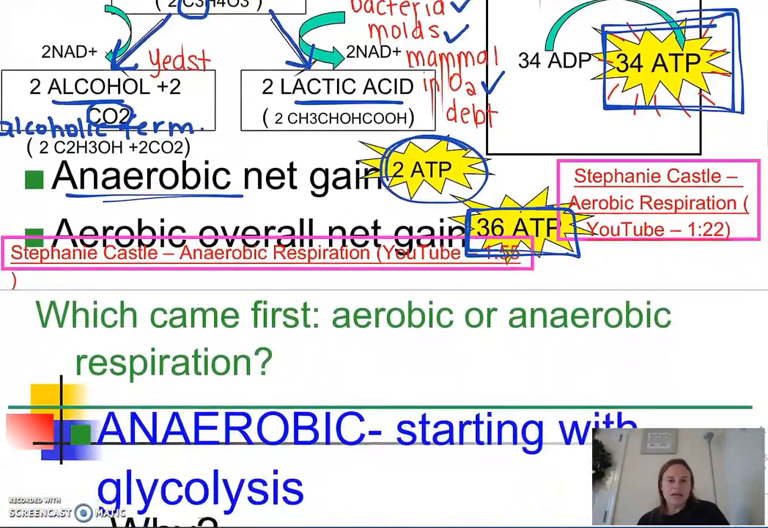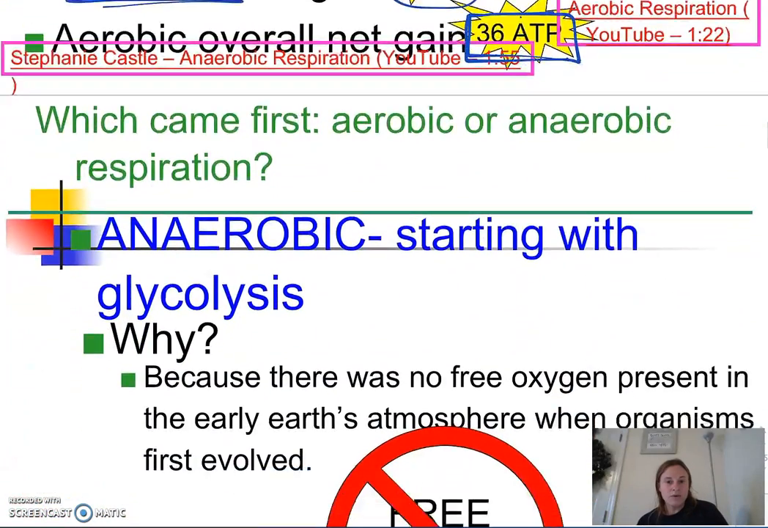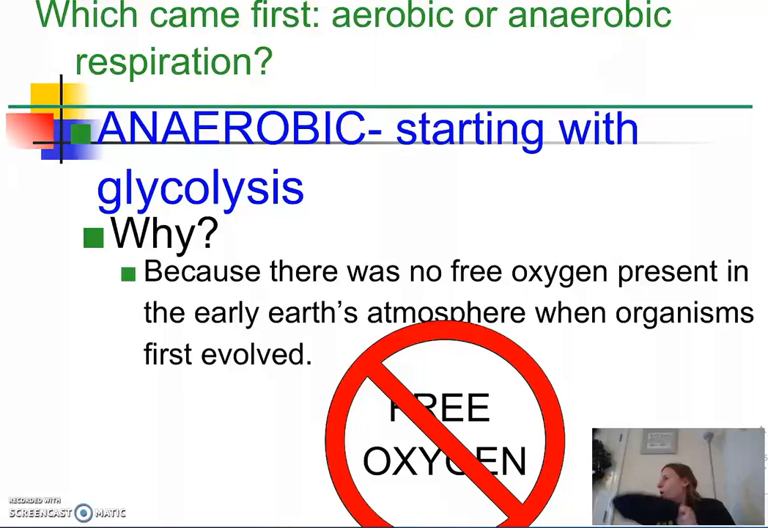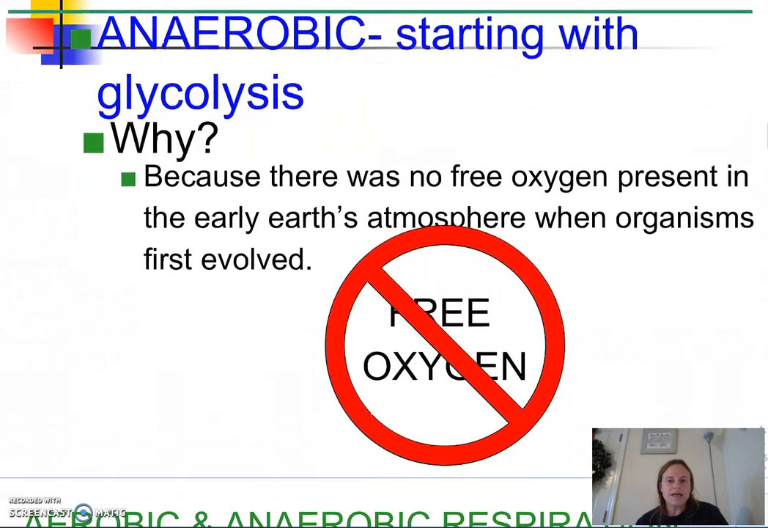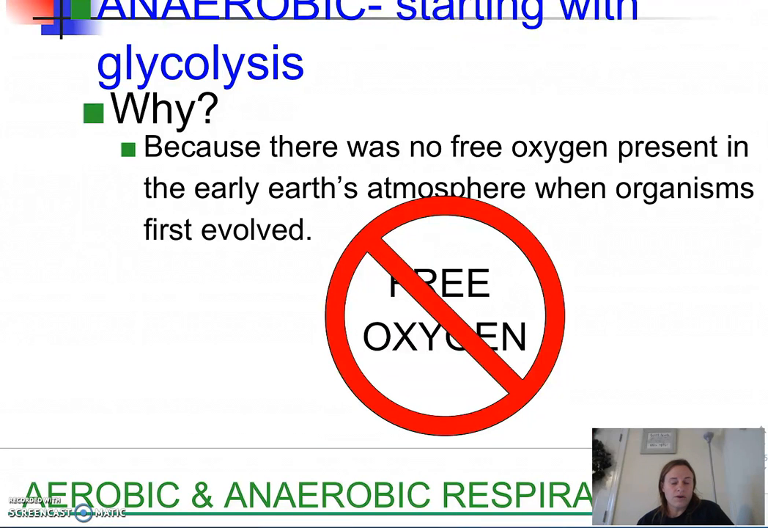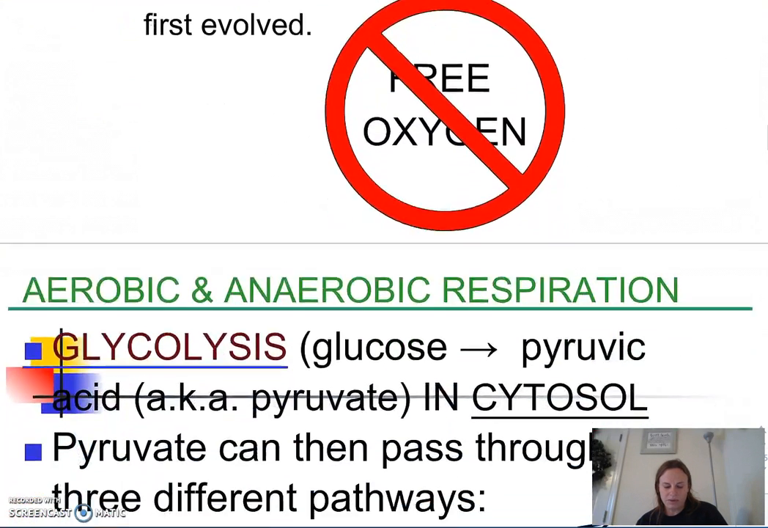So which came first, aerobic or anaerobic? Well, anaerobic, starting with glycolysis, because there's no oxygen in the early atmosphere. Furthermore, the first organisms that evolved didn't have mitochondria, so they couldn't do aerobic respiration.